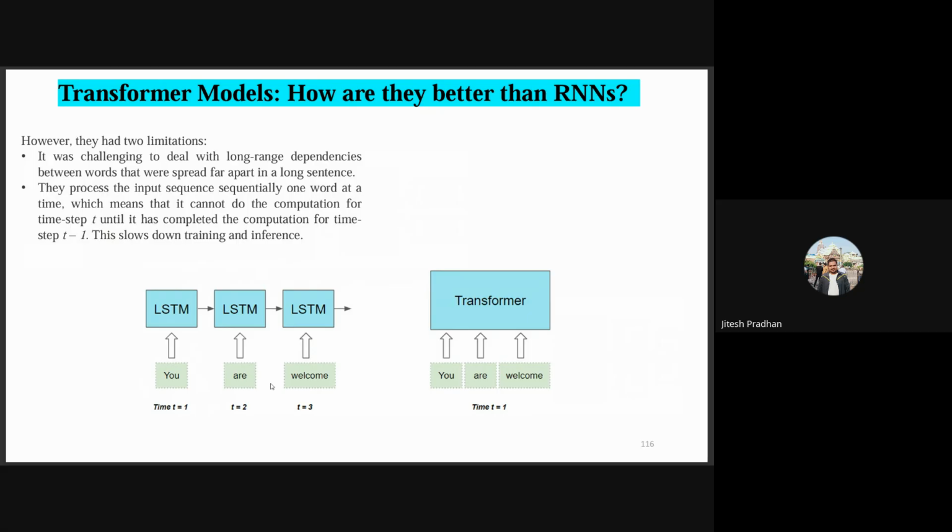But the transformer processes the input sequence at one time. That's why it can establish the relationship between different words. That's why the transformer is better than the LSTM. Up to this point it is clear.